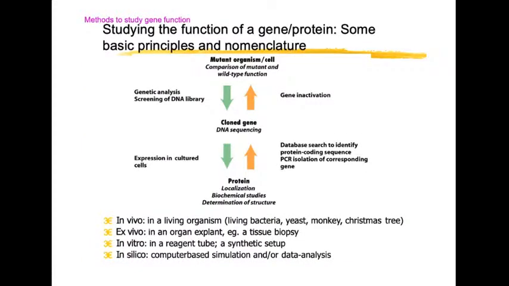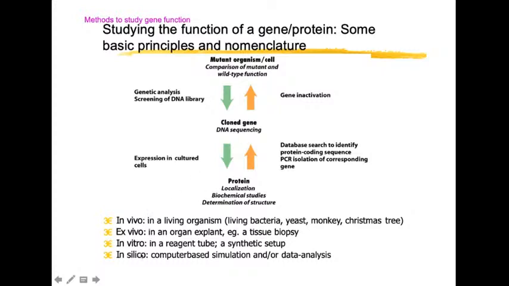Now let's discuss methods to study gene function. To study gene function, here are some basic principles and nomenclature. On the green side, what you're seeing is that from a mutant, your cloned gene is produced with DNA sequencing. Then the protein localization is determined. Then on the red side, a database search to identify the protein coding sequence with gene inactivation is performed.